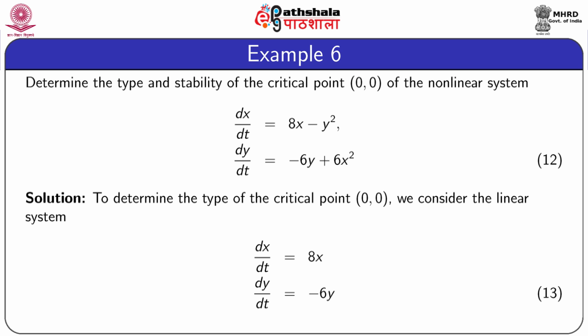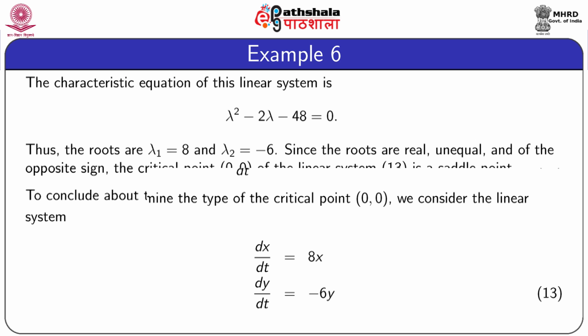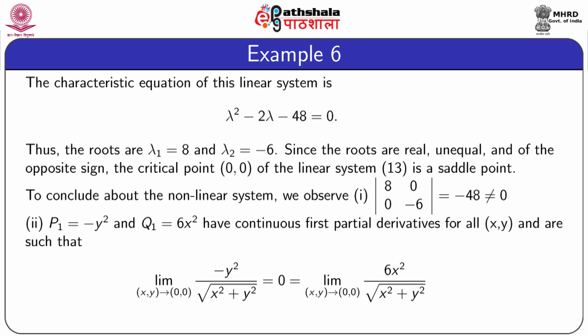From the nonlinear system 12, we consider the linear system by neglecting the nonlinear part, minus y square and plus 6x square, and we get the system as shown in equation 13: dx/dt is equal to 8x and dy/dt is equal to minus 6y. The characteristic equation of this linear system is lambda square minus 2 lambda minus 48 is equal to 0, whose roots are 8 and minus 6.